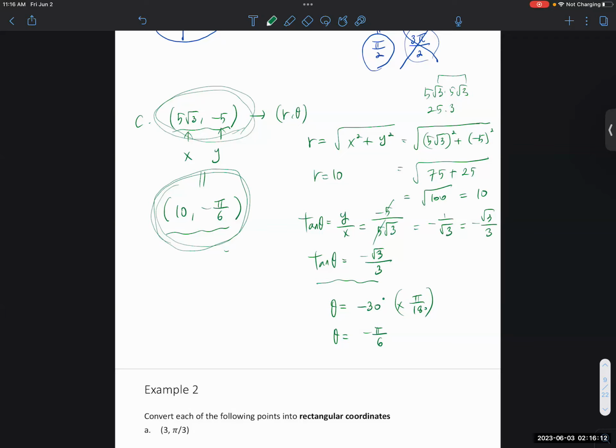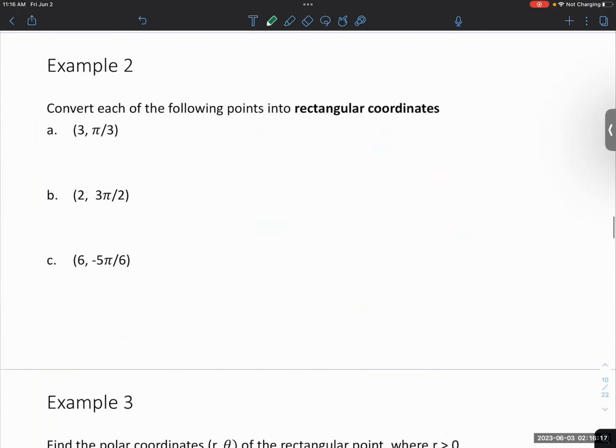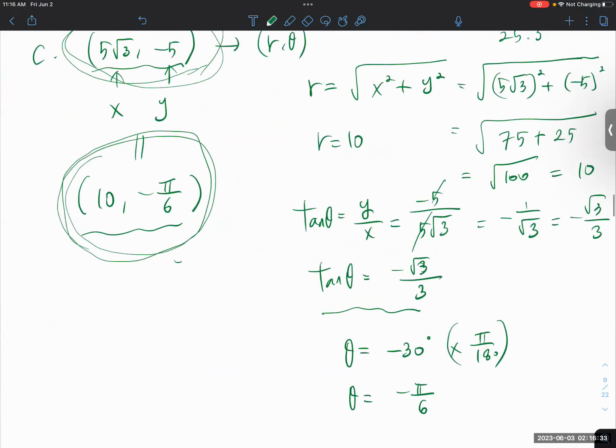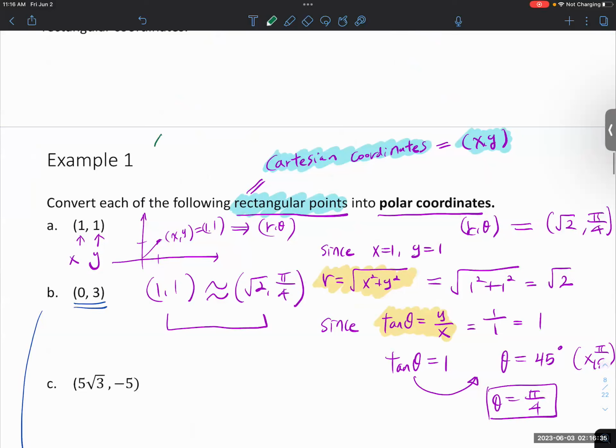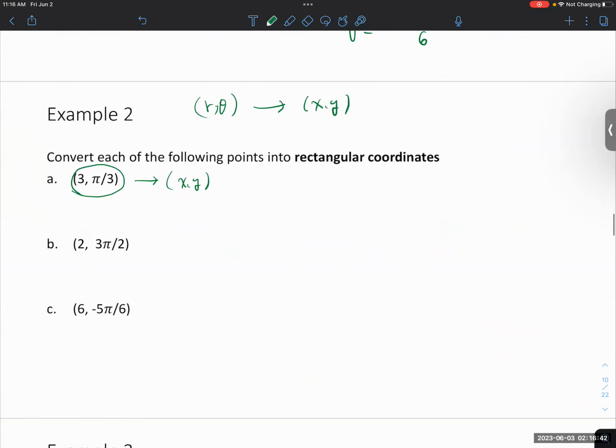Let's take a look at the next question, okay? Now I am going to give you polar, and I want to convert it to x comma y rectangular. So we are going to do the backward. So polar is given, you're going to convert it to x comma y. In the previous question, we had an x comma y, and you converted it to r comma theta. So we're going to do the backward. It's going to be the same work.